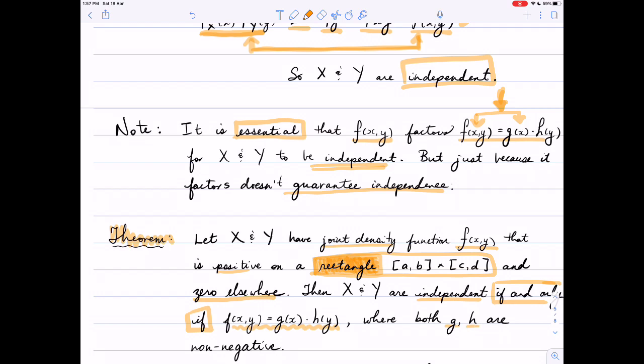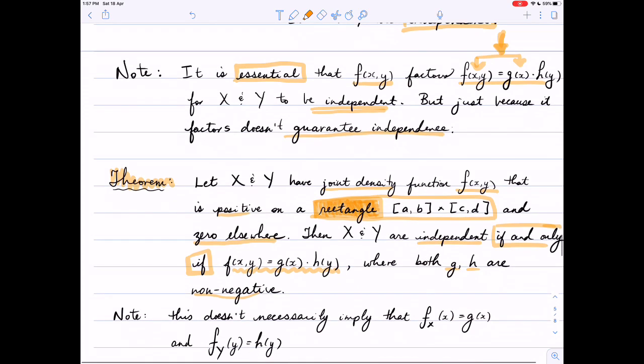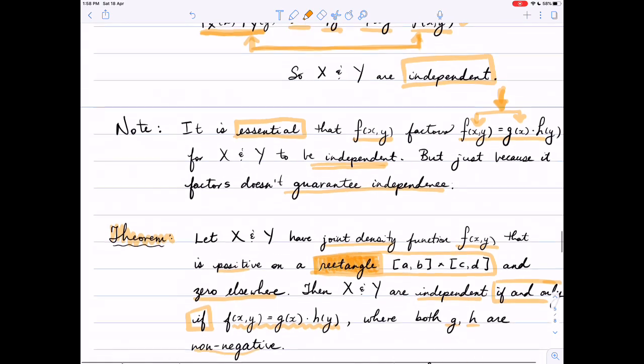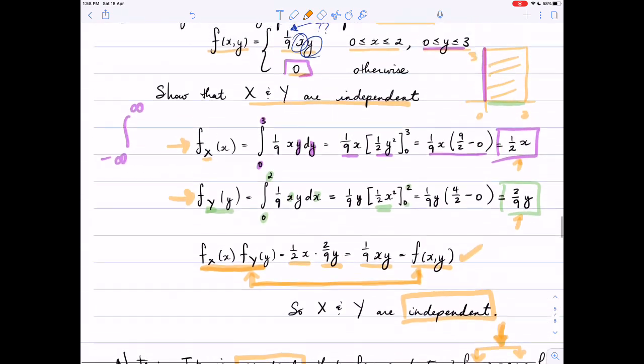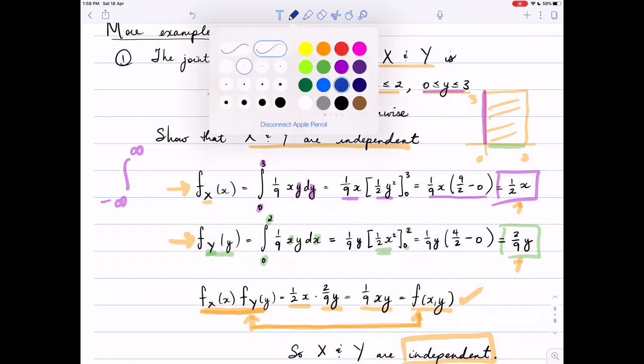where both g and h are non-negative functions. Now we again need to be just a little bit careful about this. This doesn't necessarily imply that the factors are themselves the marginals. Because, right, when we look back up to this example, I could have factored this function up here in a whole host of different ways.